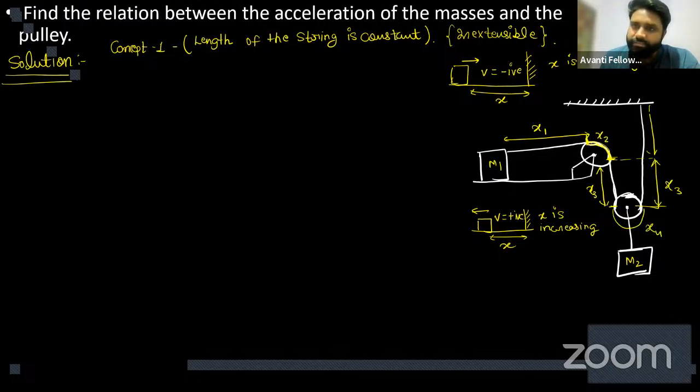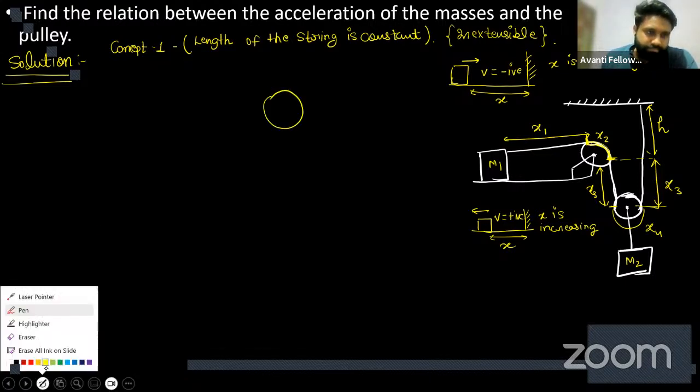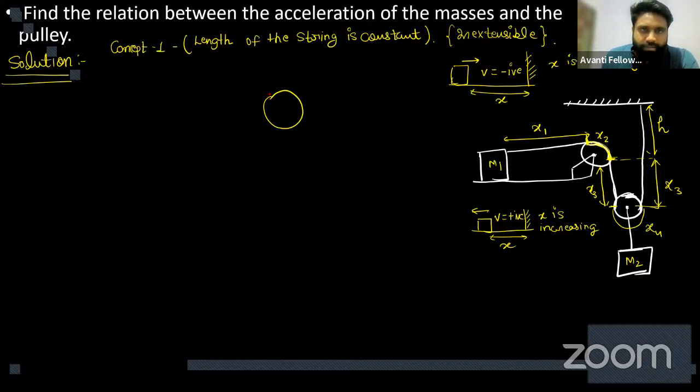And this is the height h. This h is not going to change. Only x3 will change. This x1 will change, and this x3 will also change. Tell me, this is the pulley and this is the string over it. So will this length ever change?